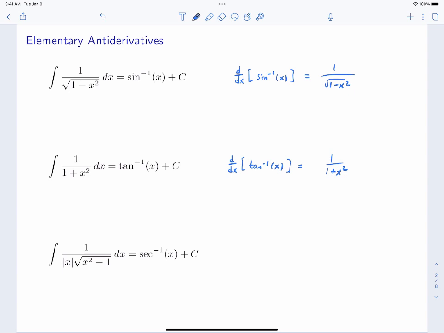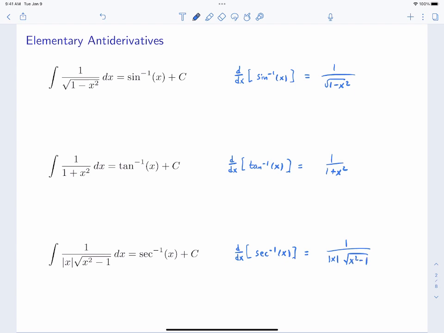Our third one is the integral of 1 over the absolute value of x times the square root of x squared minus 1 with respect to x. This antiderivative is inverse secant of x plus c. Now this is based on the derivative rule for inverse secant, which isn't as well known as the others, but the derivative of inverse secant of x is equal to 1 over the absolute value of x times the square root of x squared minus 1.